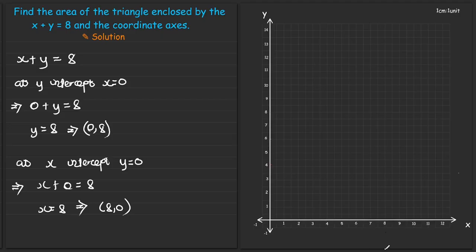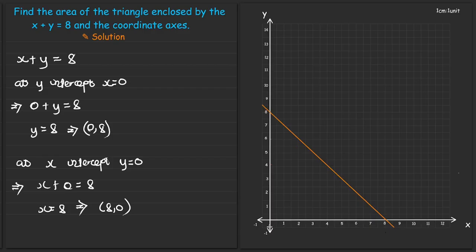Now we know when it comes to drawing lines, we need at least 2 points, you see. So with our intercept 0, 8, then 8, 0, I'm just going to draw the line from this point all the way down to this particular point. So we can just extend it as well.